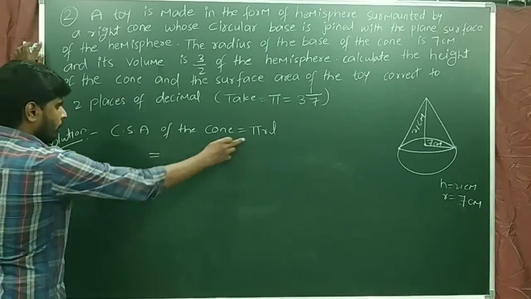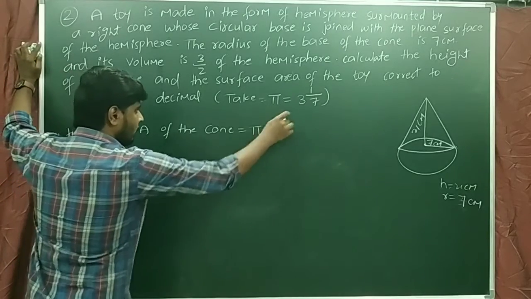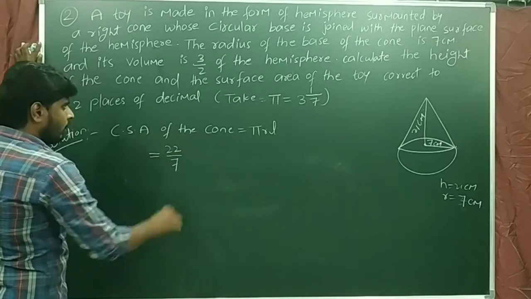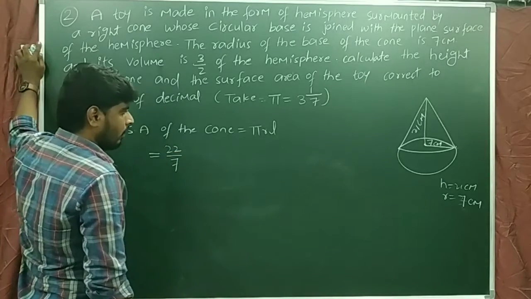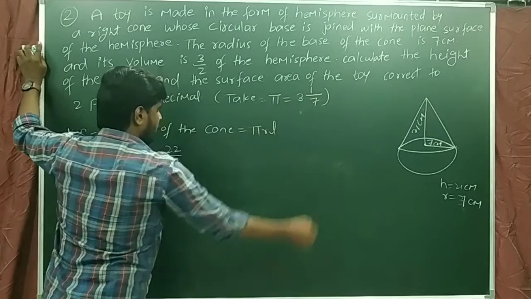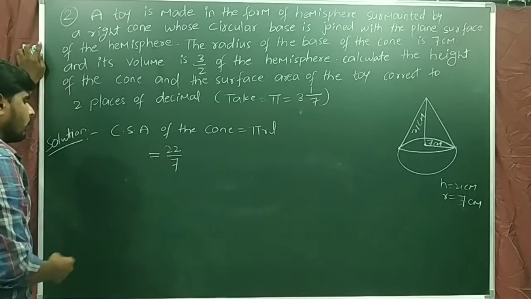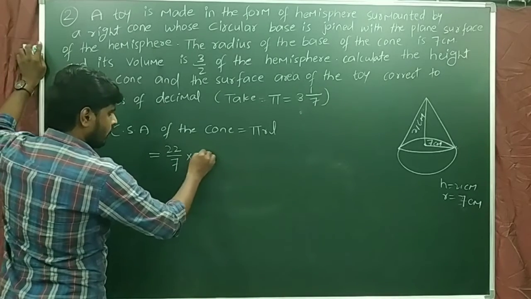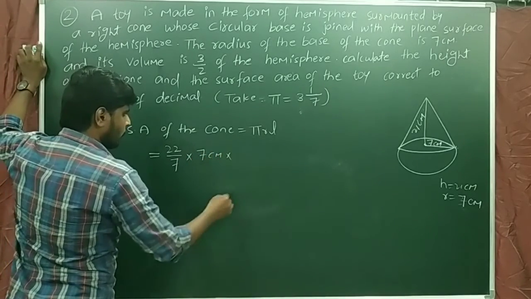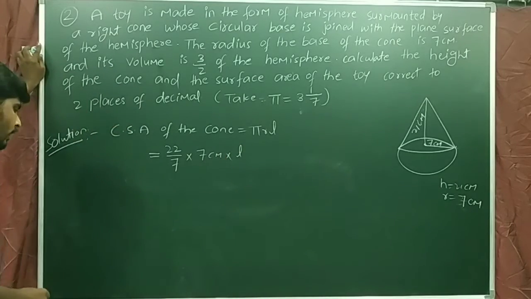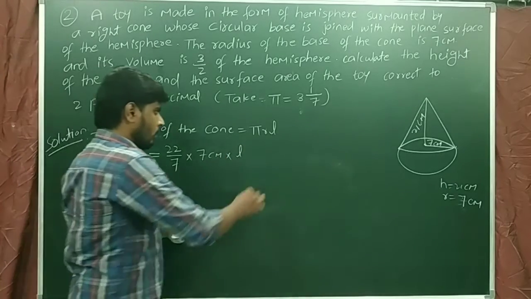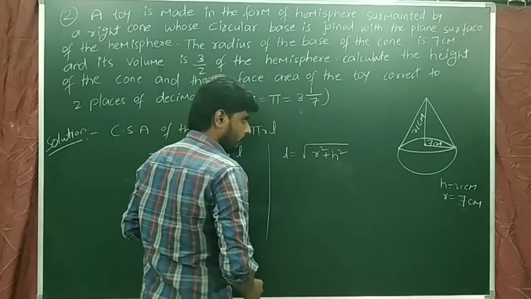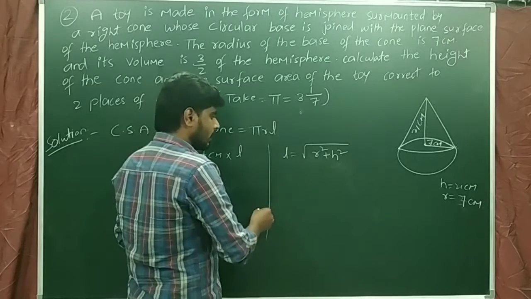So pi value we can take 22 by 7 or 3 1 by 7. I am taking 22 by 7 only, but in the question it is given to take pi equal to 3 1 by 7. Okay, just to cause us confusion, they give values like that. So take 22 by 7 into r value, which we have, 7 centimeters, into L value, we have to find the L value here. Okay, so how can we find that L value? So take down here, L is equal to under root of r square plus h square. This is the formula for L. L is nothing but the slant height.